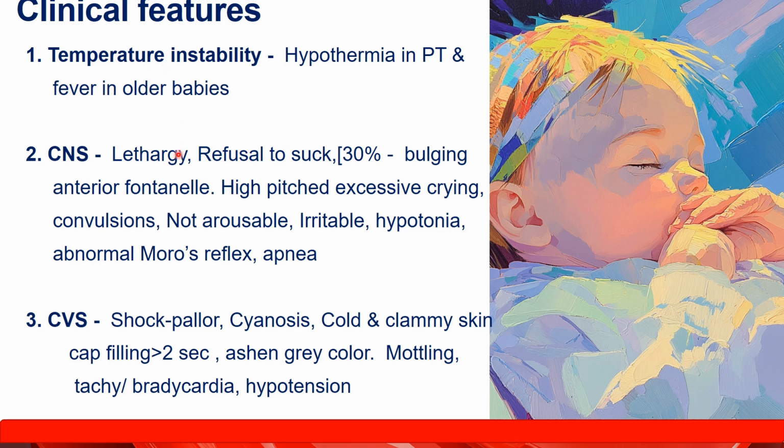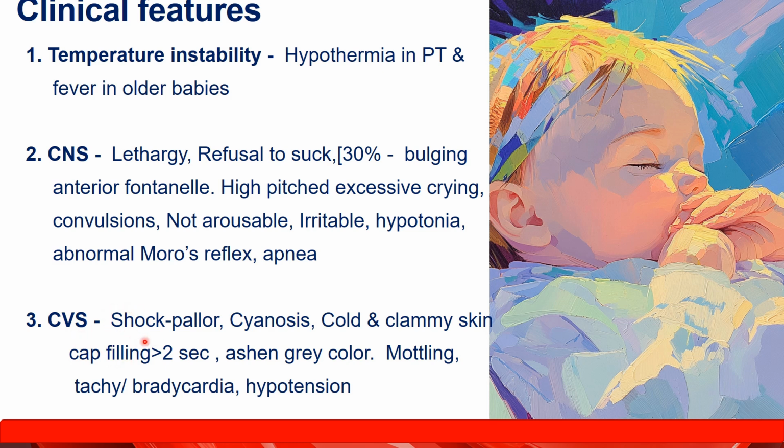Now we'll discuss different features in detail. Number one, there is temperature instability, which may be hypothermia. Usually in preterms there is hypothermia. In older babies there can be fever, but hypothermia is a more predominant feature in sepsis. Central nervous system findings: there can be lethargy, refusal to suck. 30% of babies may have bulging anterior fontanelle, high-pitched excessive crying, convulsions, not arousable, irritability, hypotonia, abnormal Moro reflex, and apnea. These are different central nervous system findings in sepsis.